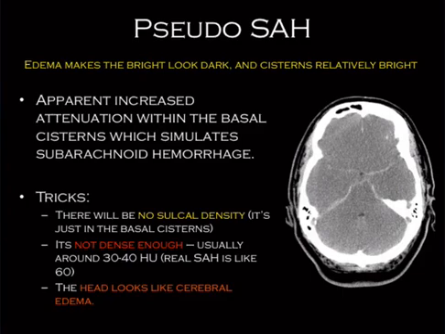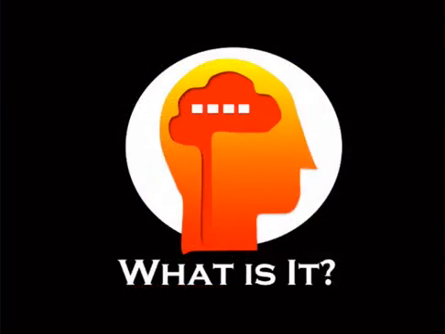Something that could also be asked, but is probably more of a practical pearl, is that the pseudo subarachnoid hemorrhage isn't dense enough. So real subarachnoid hemorrhage will measure around 60 Hounsfield units. Pseudo subarachnoid hemorrhage will measure around 30 or 40.